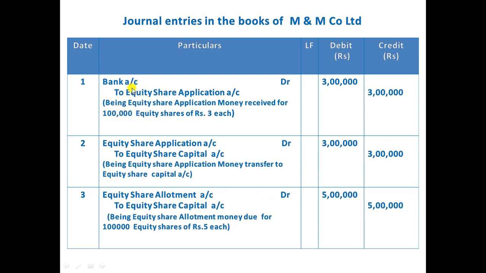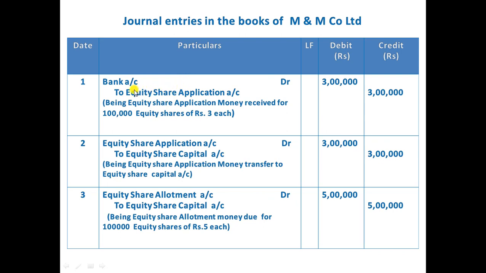So for each installment, a company should record the transaction in the journal. A company is going to receive the first installment as application money from the public. When collecting money, the public should deposit their part of the capital, 3 lakh rupees, into the company's bank account. The company will not accept direct cash from the public at the time of application, allotment, or first and final call. They should deposit all the installments into the company's bank account.